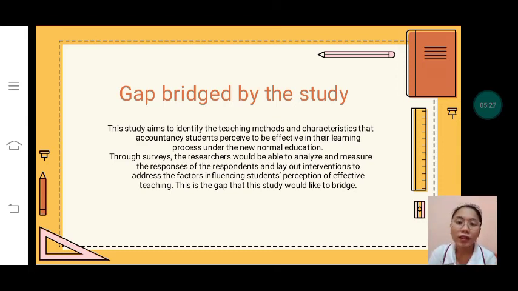So that is what we have in the new normal education. This study aims to identify the teaching methods and characteristics that accountancy students perceive to be effective, and we are going to do that through surveys. And we would be able to analyze and measure the response that we're going to get from the respondents.